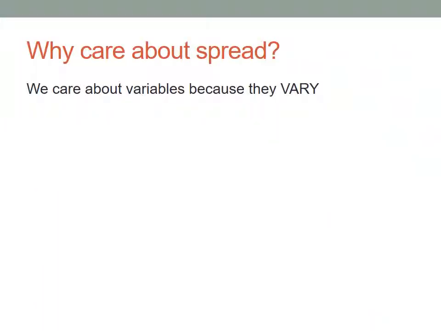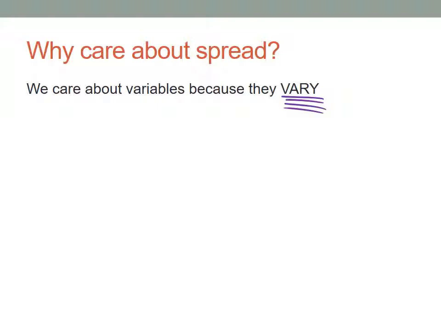So as we discussed before, why do we care about spread? Well, we care about variables because they vary. We care about gathering this information because something about the information we're getting is mysterious to us. There's something about it that we can't quite predict. So we gather it and analyze it in order to try to make sense of it, to make predictions. But it's just because those outcomes vary that we have statistics in the first place. It tells us the unknown. It points out that something's up.